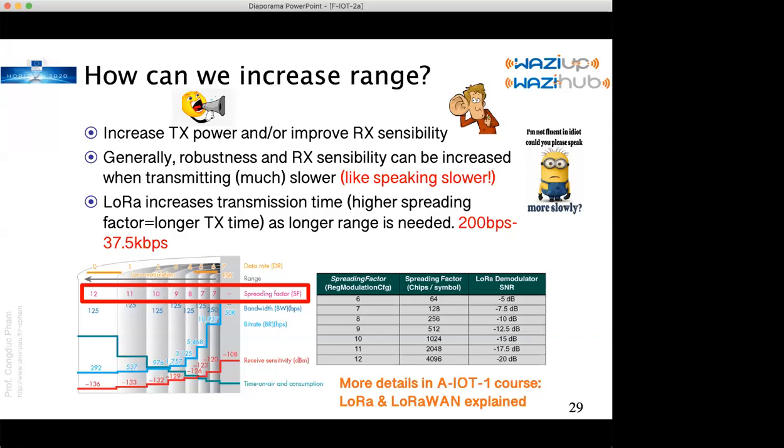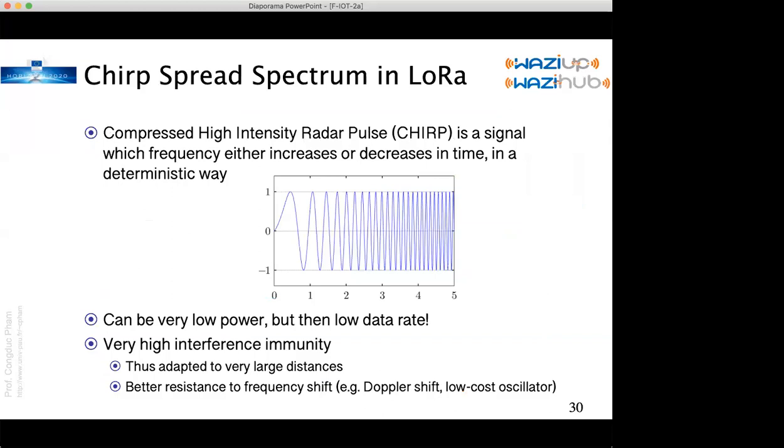Okay, so I hope that I made it clear. I hope that you understood the main challenges regarding the transmission here. And I'm going to pass this slide.